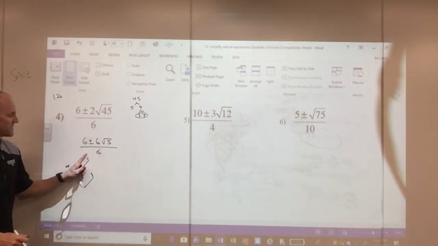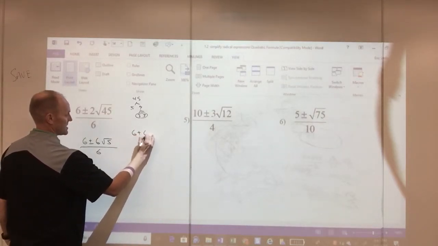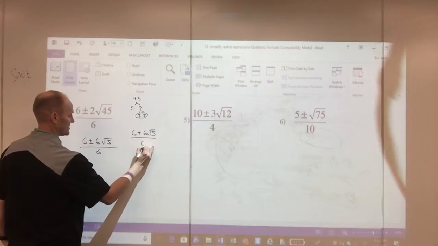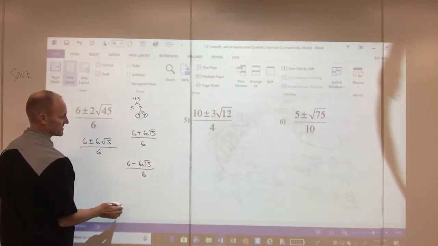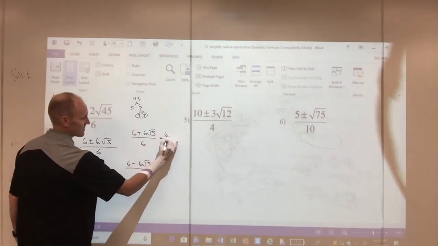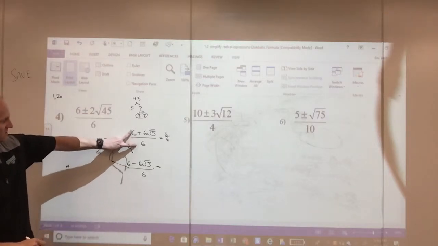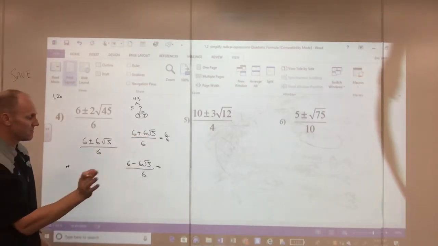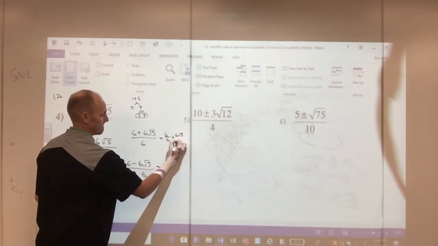So I can split this up down to 2 things. I'd have 6 plus 6 square root 5 over 6, and 6 minus 6 square root 5 over 6. If I wanted to, I could write these out now separate because I'm dividing each term by 6. And if you want, some of you may just skip this step and realize, all right, this is 1, this cancels out square root 5. But if you need to go through these steps, I'm going to put more steps than needed.